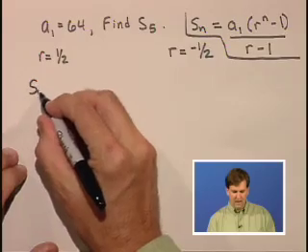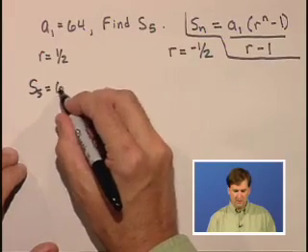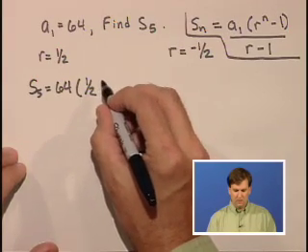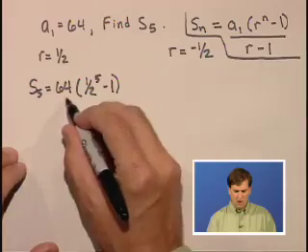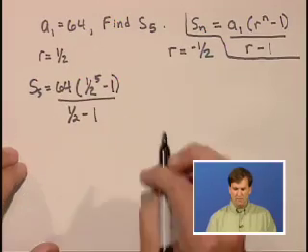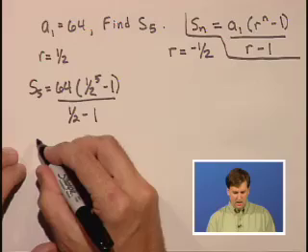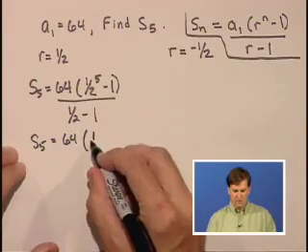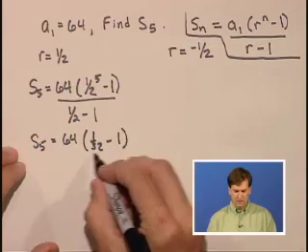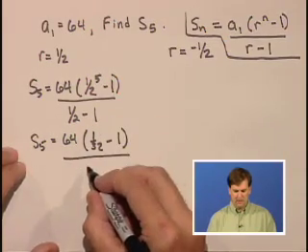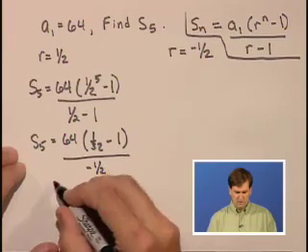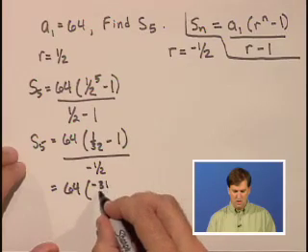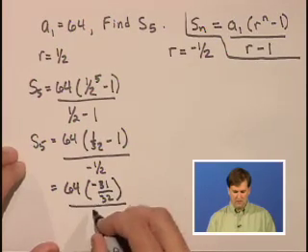So if we're looking for S5, it is going to be a1, which we decided was 64, times 1/2 to the 5th power minus 1, all divided by 1/2 minus 1. S5 is 64 times 1/2 to the 5th power, which is 1/32, minus 1, all divided by 1/2 minus 1, which is negative 1/2. That's going to be equal to 64 times 1/32 minus 1, which is negative 31/32, all divided by negative 1/2.